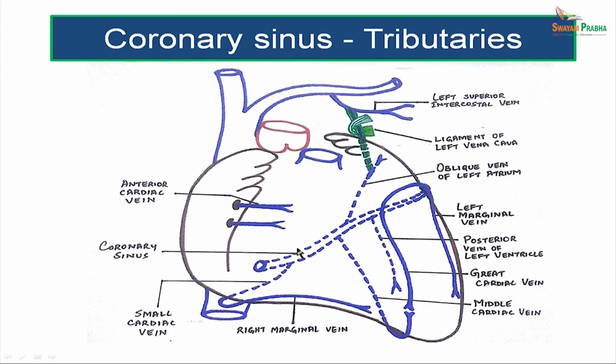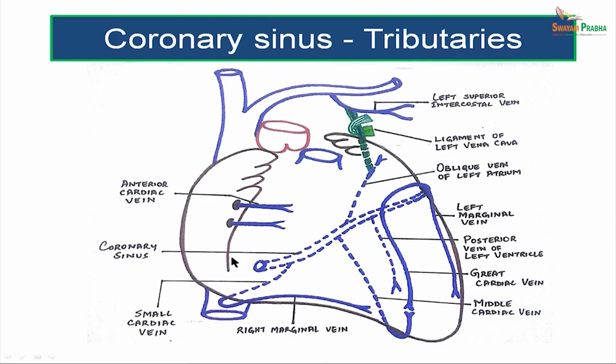Just before its termination, you find the coronary sinus also receiving a vein which runs on the right half of the posterior coronary sulcus. This is called the small cardiac vein. This will accompany the right coronary artery. This small cardiac vein will receive this vein. This is the right marginal vein.